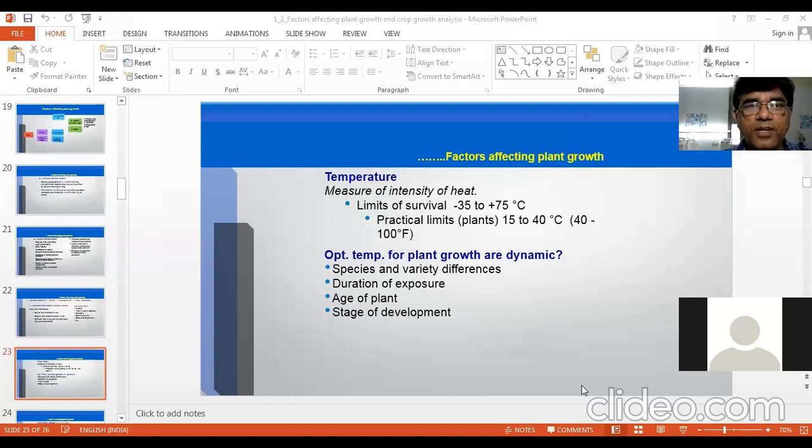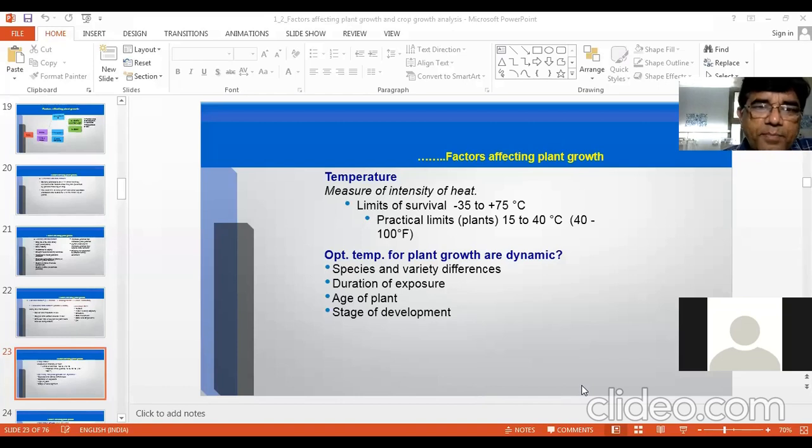This question is usually asked in quiz examinations. You can remember the limits of survival of plants, animals, microbes, all kinds of living things. They can survive at most from -35 to +75 degrees centigrade. However, the practical limit for plant survival is 15 to 40 degrees centigrade.